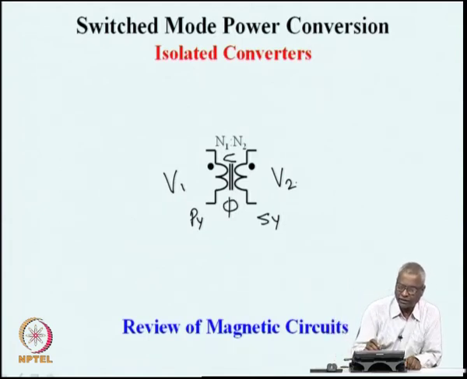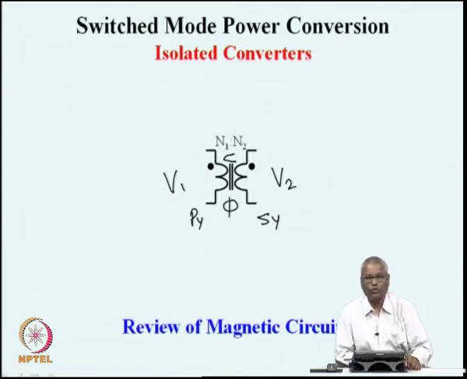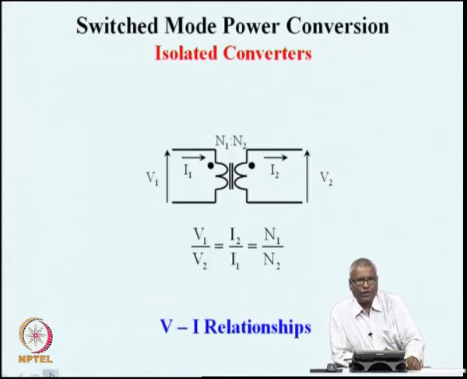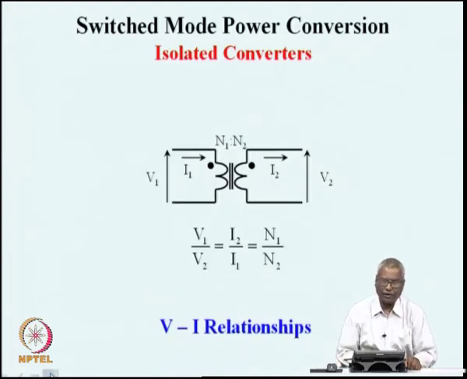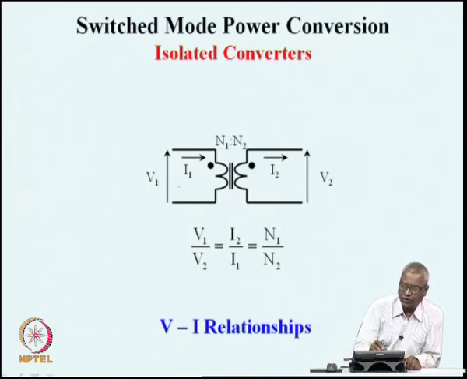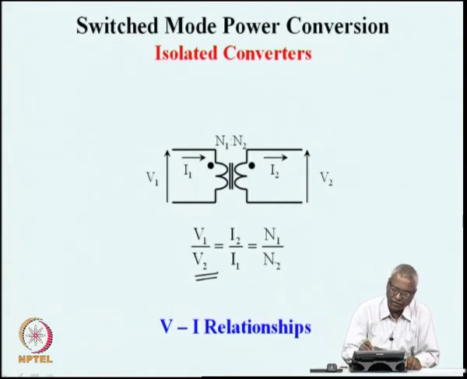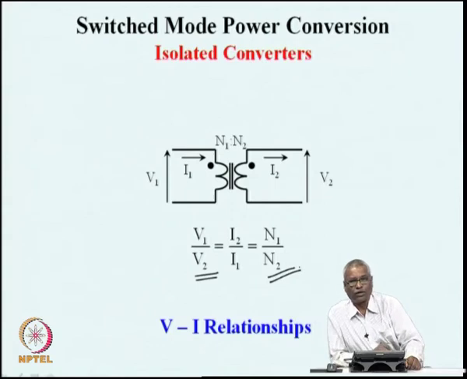There is a relationship between the exciting voltage and the secondary voltage, or the primary voltage and the secondary voltage, through the number of turns N1 and N2 of the magnetic core. So, let us look at some of these ideas and then see what is meant by flux balance. The fundamental relationship in an ideal transformer is that the voltages are related through the number of turns. The ratio of the voltage V1 to V2 is the same as the ratio of the number of turns N1 by N2.